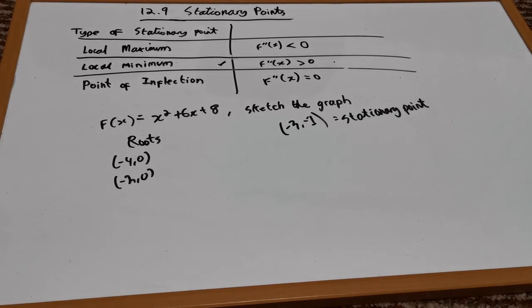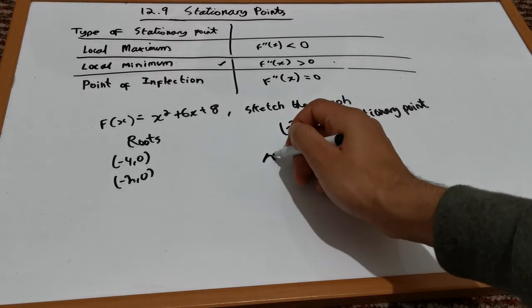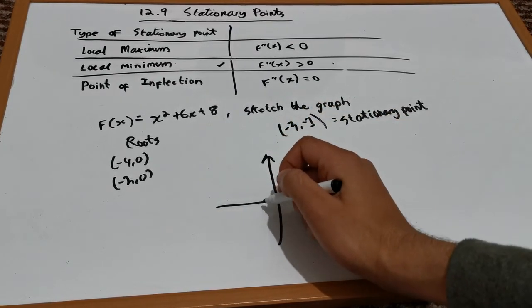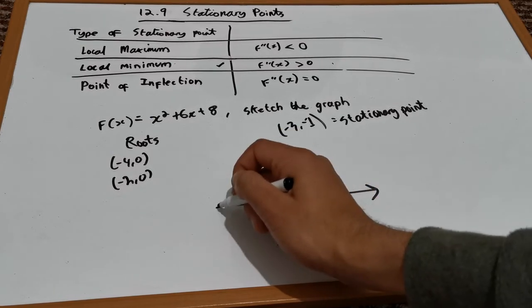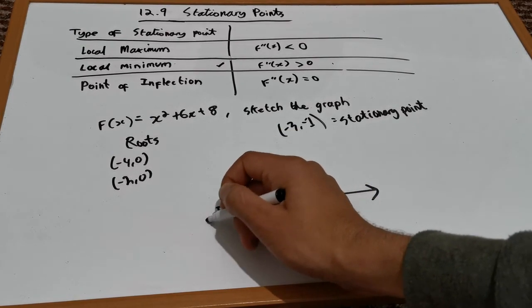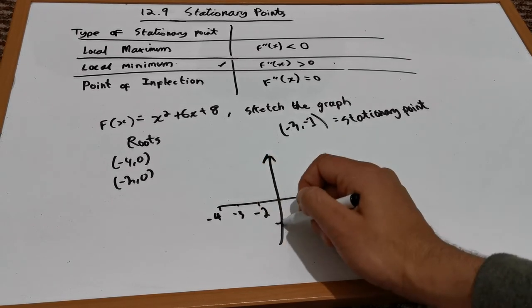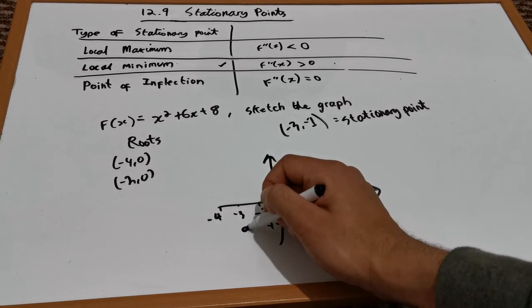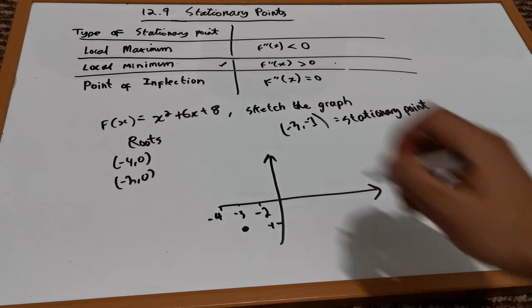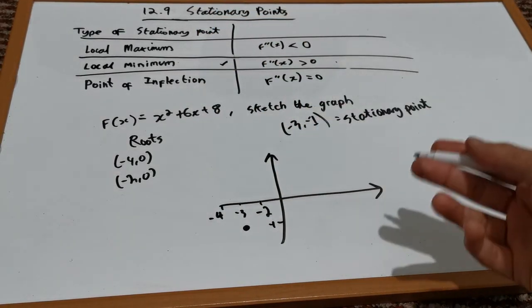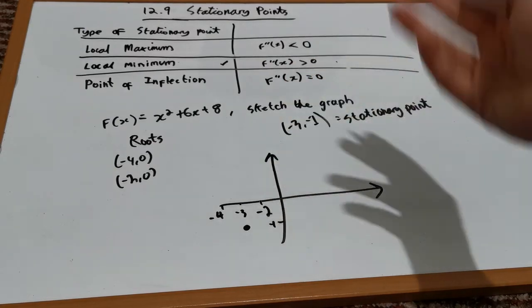Now let's sketch the graph. First, you draw on your axes, and the roots are minus 2 and minus 4. We know that our turning point is minus 3, minus 1, so our turning point is down here. Because it's a local minimum, the graph is going to look like a U, not an upside down U.